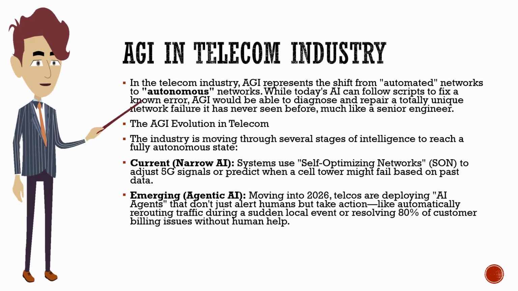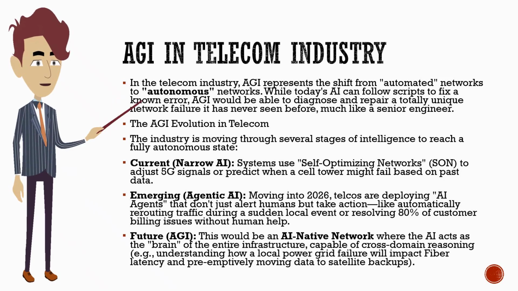So basically, rerouting the traffic on a sudden local event and resolving 80% of the customer issues. Let's say there is some network bandwidth crunch or something has occurred, then without any human intervention, it will try to resolve the issue. So that is one of the things.